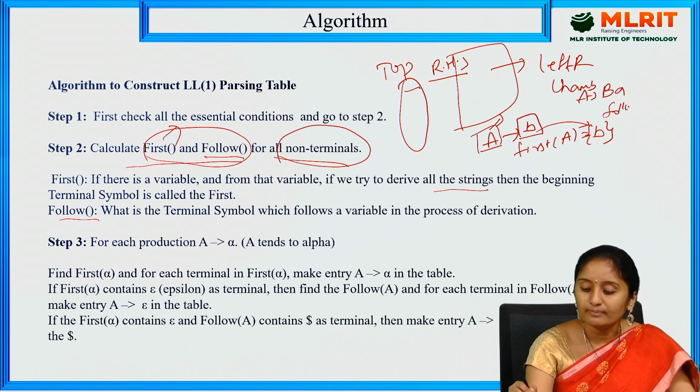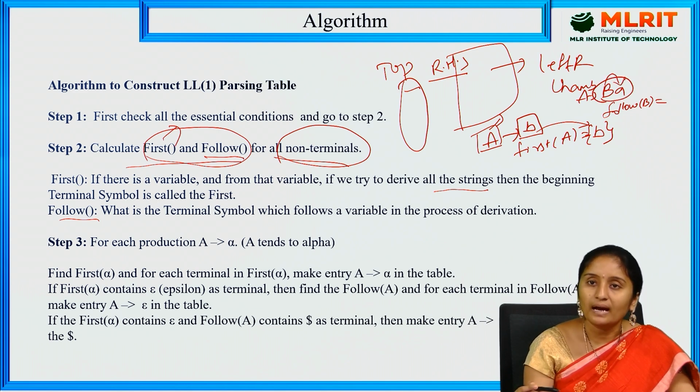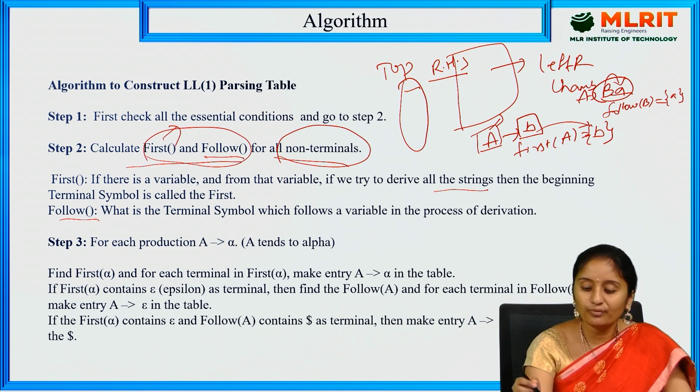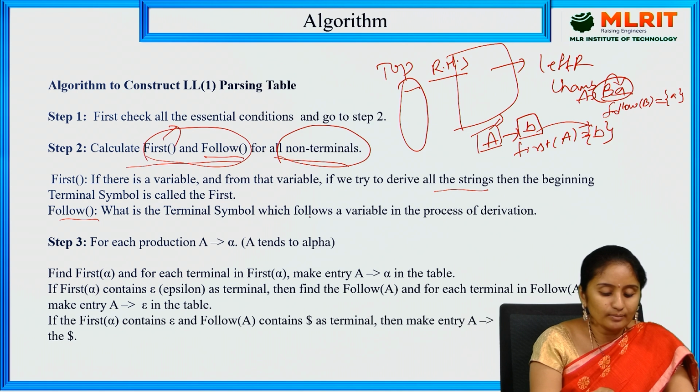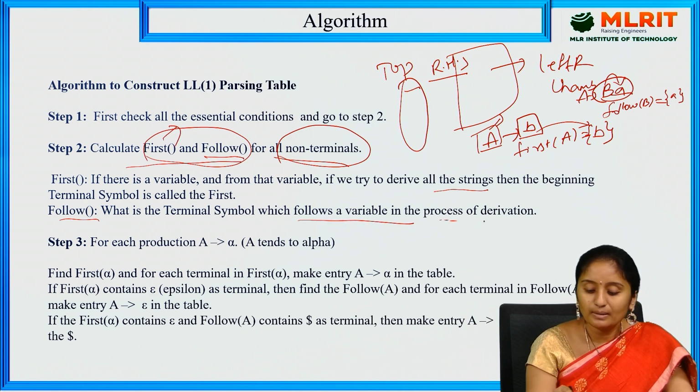Follow of B is nothing but, in the RHS part, B is followed by which letter? Either it is a terminal or a non-terminal. If it is a terminal, we can directly write it. If it is a non-terminal or if nothing is there, we are going to follow some rules and calculate it. What is the terminal symbol which follows a variable in the process of derivation? That is nothing but the follow function.